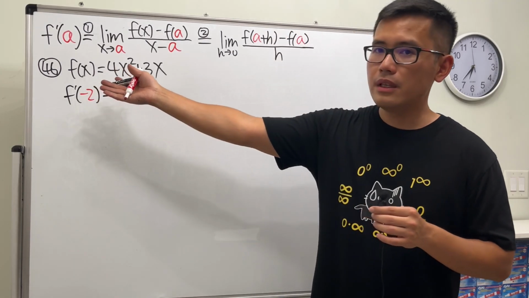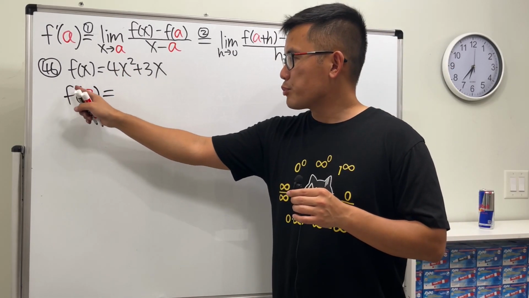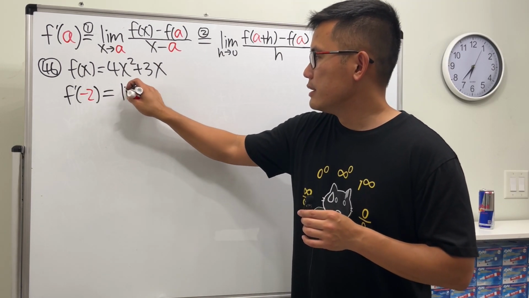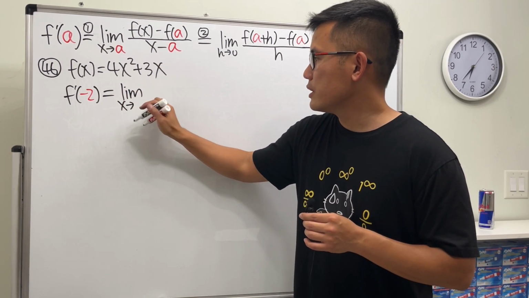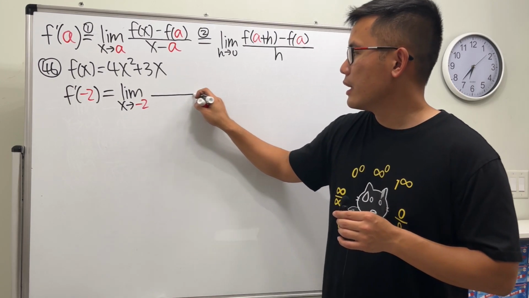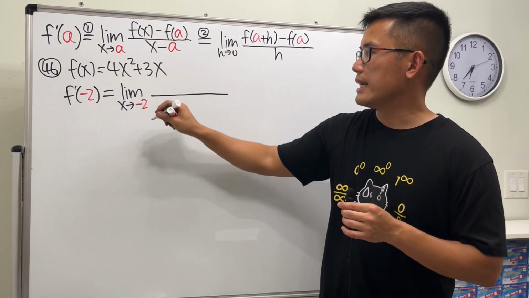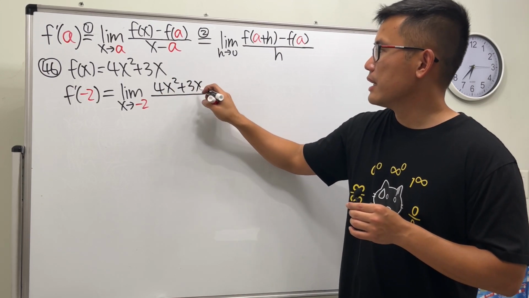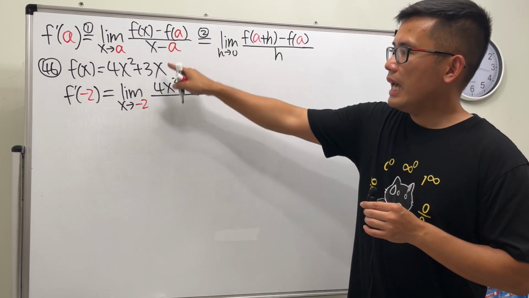Okay, ladies and gentlemen, number 46. F prime of -2. Let's use the first definition. This is just the limit as x approaching -2. And you see f of x is just that, so we can just put that here. 4x squared plus 3x, and then minus, we need f of -2.